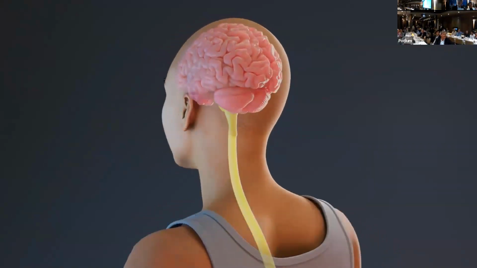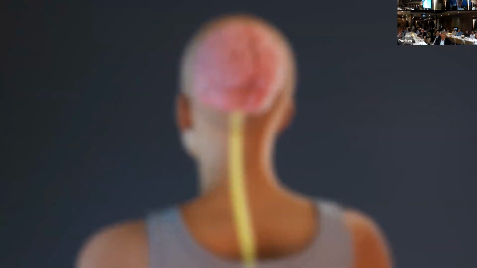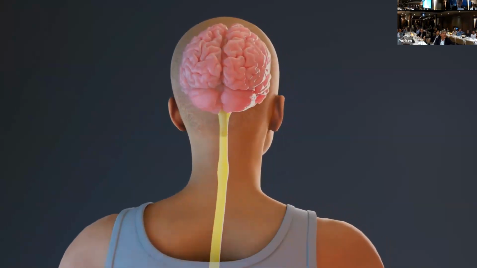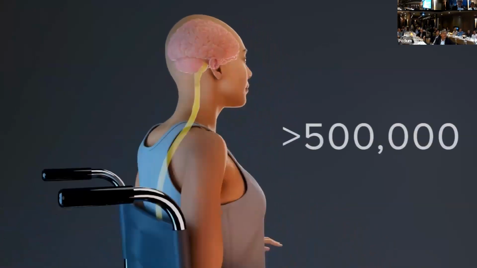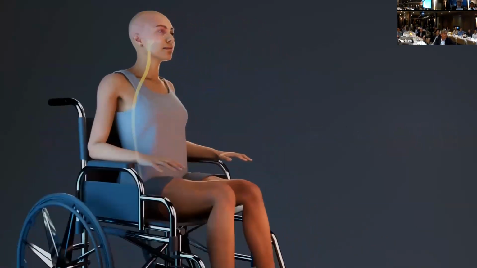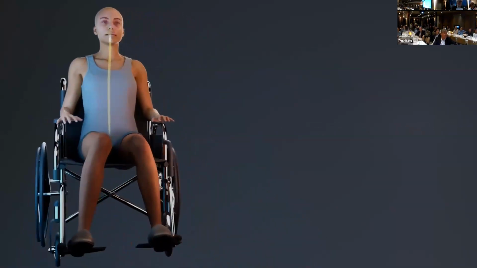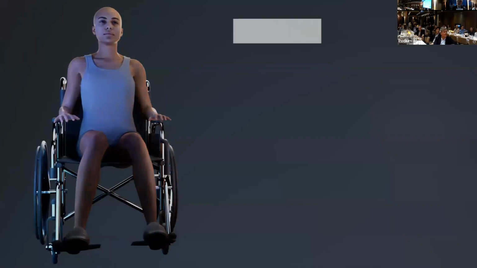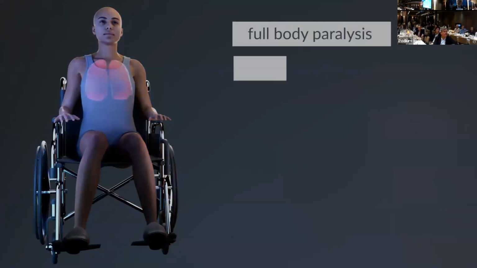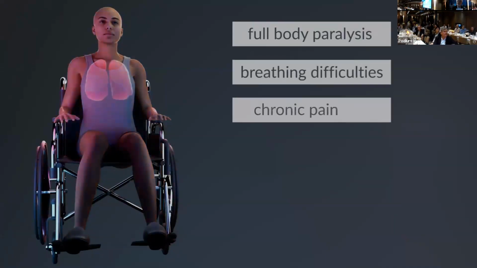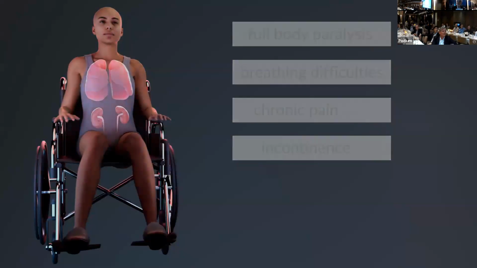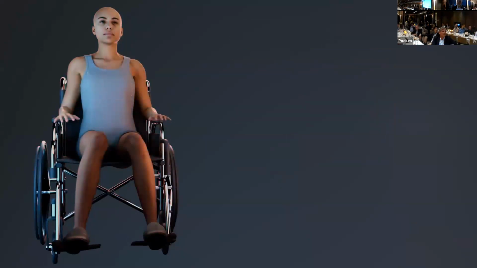Traumatic spinal cord injury begins with a single devastating event, but its effects echo through a person's life forever. To date, over 500,000 people in North America are living with the long-term effects of a spinal cord injury. Some long-term symptoms of these injuries include full body paralysis, breathing difficulties, chronic pain, and incontinence. Why do these symptoms persist? And is there hope that we can change this outcome?